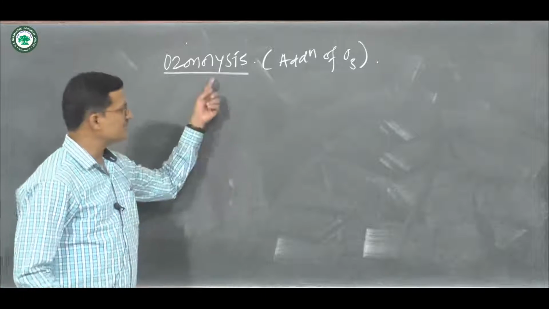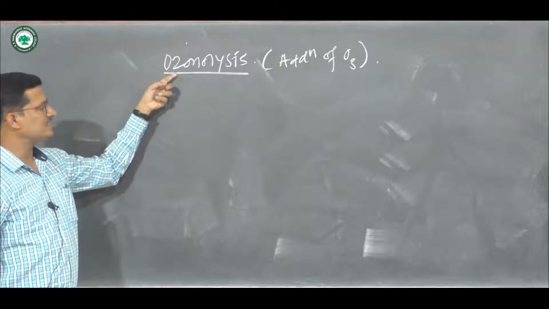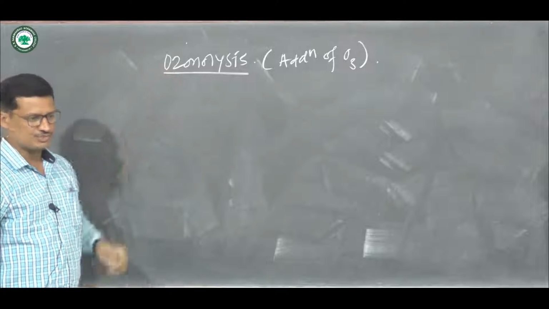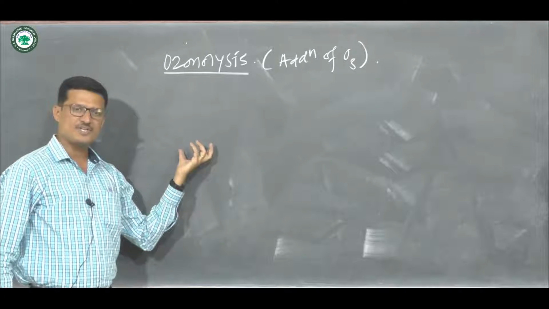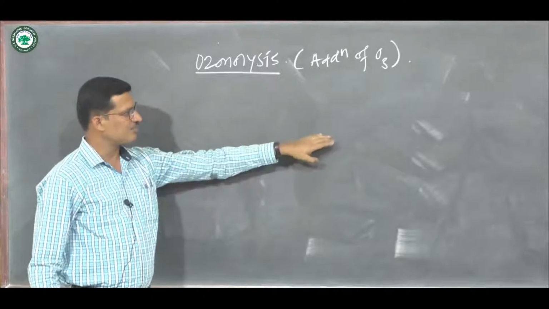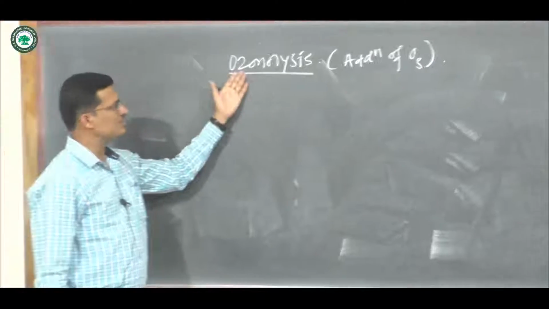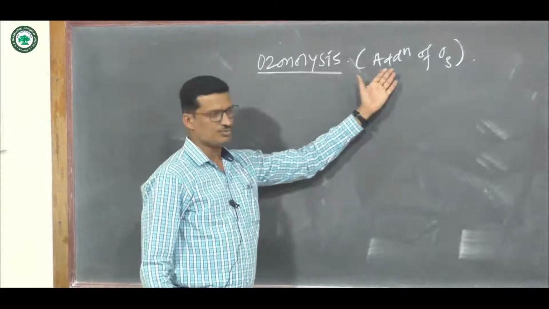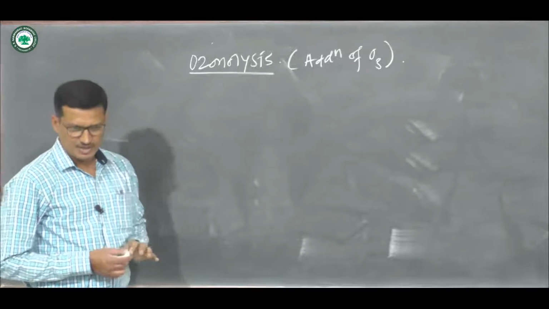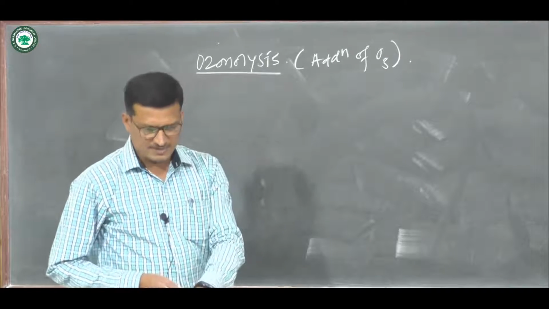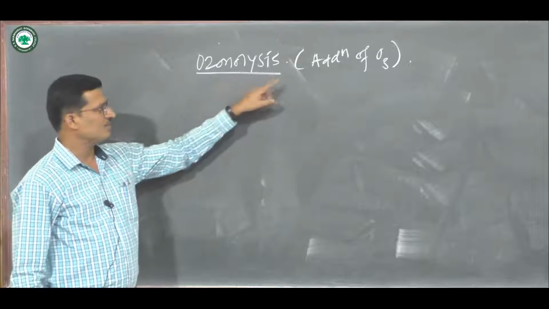So ozonolysis is a degradation type of reaction. What happens? Whatever alkene we use as a reactant has a certain number of carbons, and in the product after ozonolysis the number of carbons decreases. So ozonolysis means the addition of O3 to an alkene, and this is a degradation reaction. Then what is the product we get after ozonolysis?